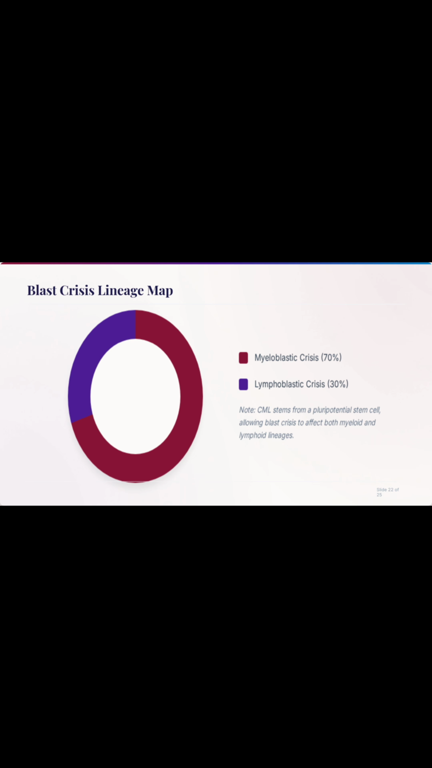Blast crisis lineage map, that is myeloblastic crisis up to 70% and lymphoblastic crisis up to 30%. Note that CML stems from a pluripotent stem cell, allowing blast crisis to affect both myeloid and lymphoid lineage.